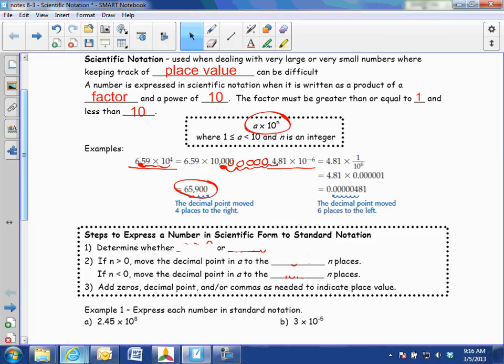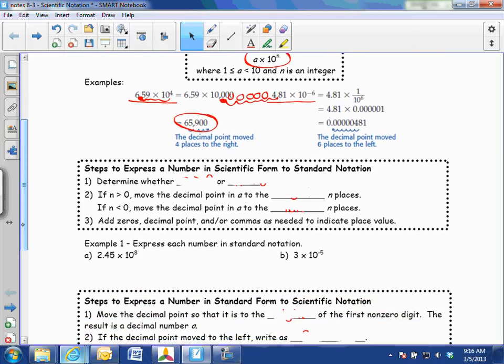Alright, so these are the steps to express a number from scientific form to standard notation. Scientific is when we have the times 10 to the something power. Standard notation is just the full regular number. So this one and this one would be our standard form. Up here is our scientific.